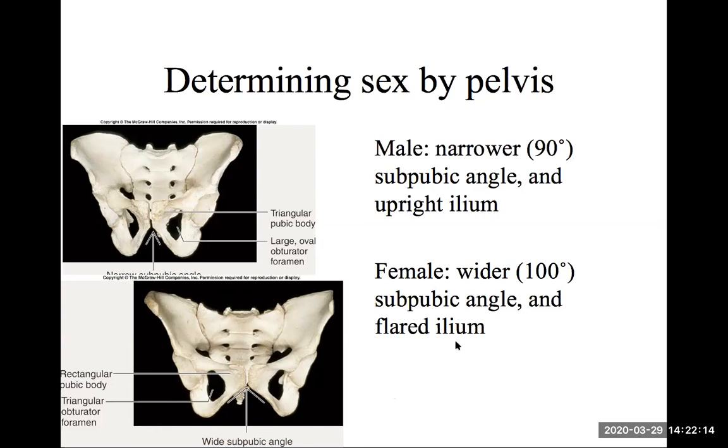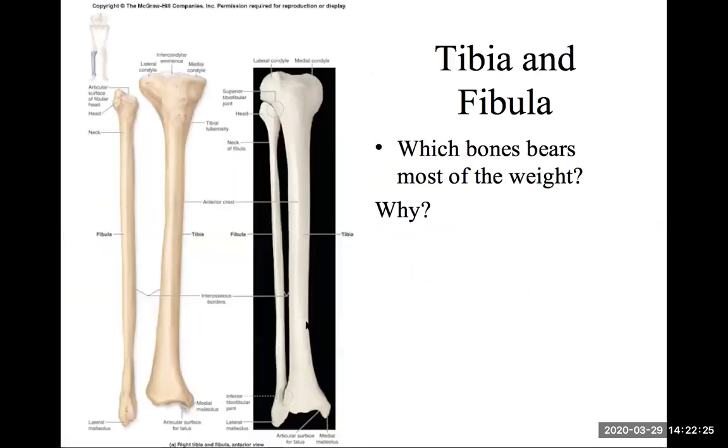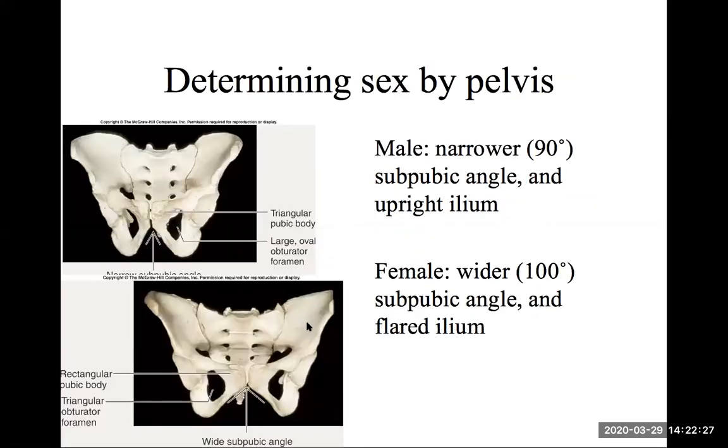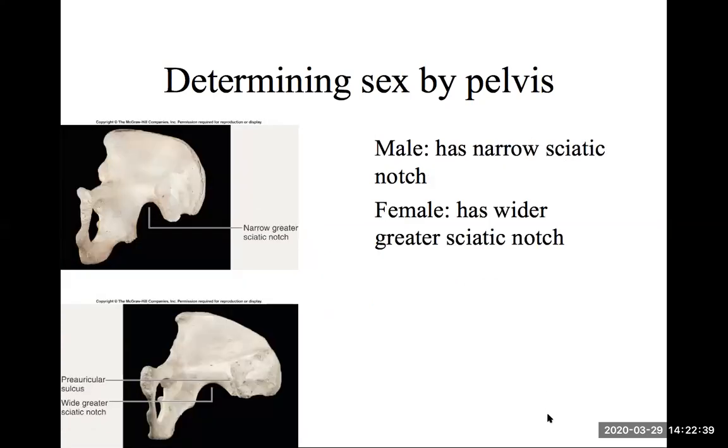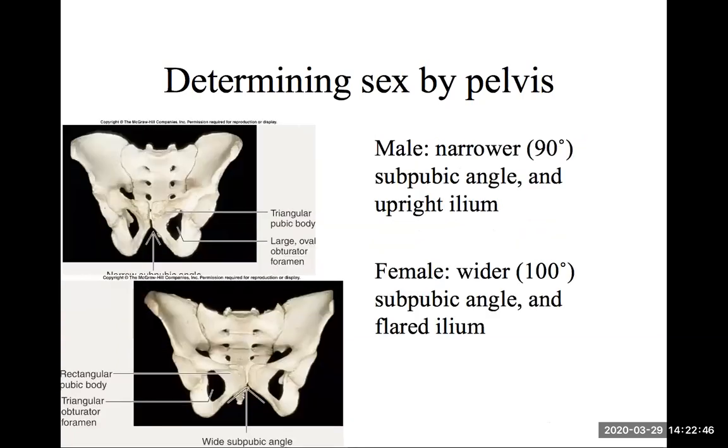Other differences, the ilium, which is the top part here of the os coxa, it's more upright in a male and it flares outward in a female. And then the last thing is, actually that's it. So just look at the subpubic angle and the shape of the ilium. That, along with the shape of the greater sciatic notch, can really help you to determine if you're looking at a male or a female skeleton.